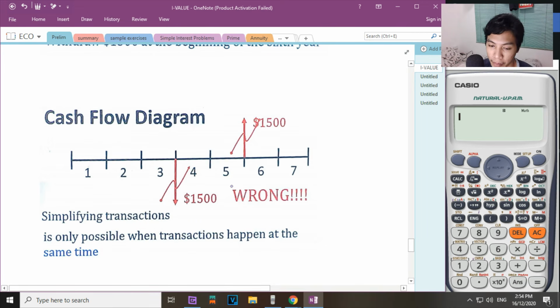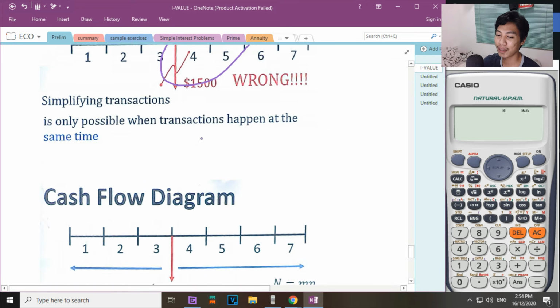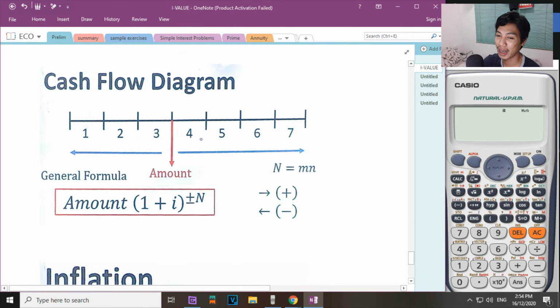Yan. It will only be possible only if the transactions happen at the same time. Ibig sabihin, nag-withdraw ka ng 1,500 o di ibig sabihin, kinuha mo, nag-deposit ka ng 1,500, then that is equal. Pero this is not equal, itong dalawang transactions na to. Okay? So, that is the representation now for your cash flow diagram.